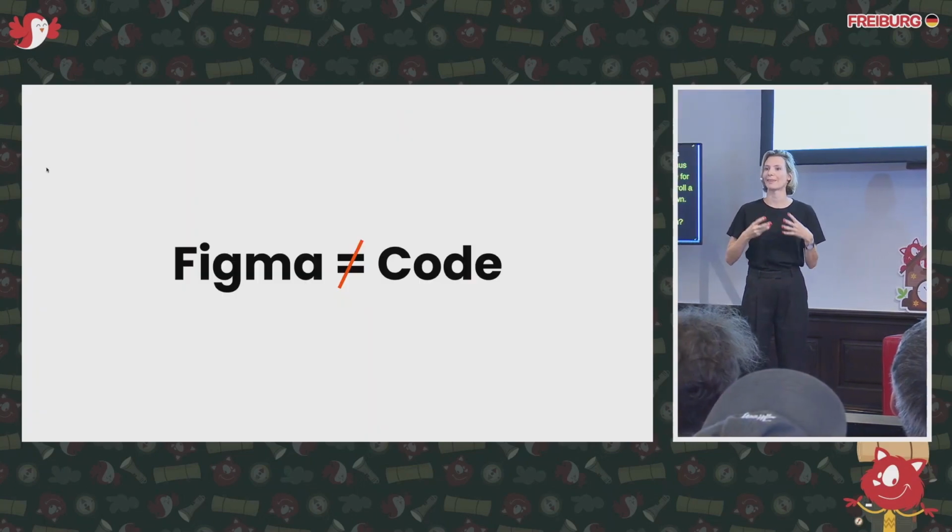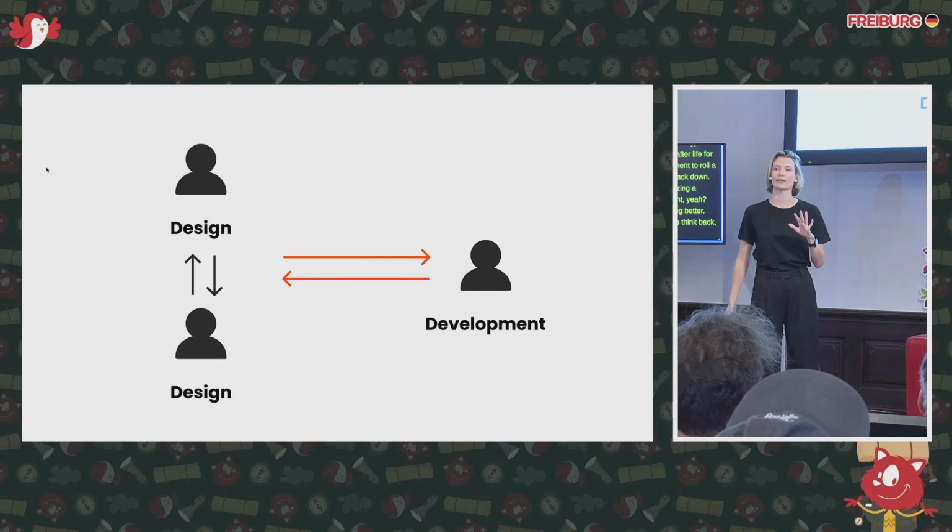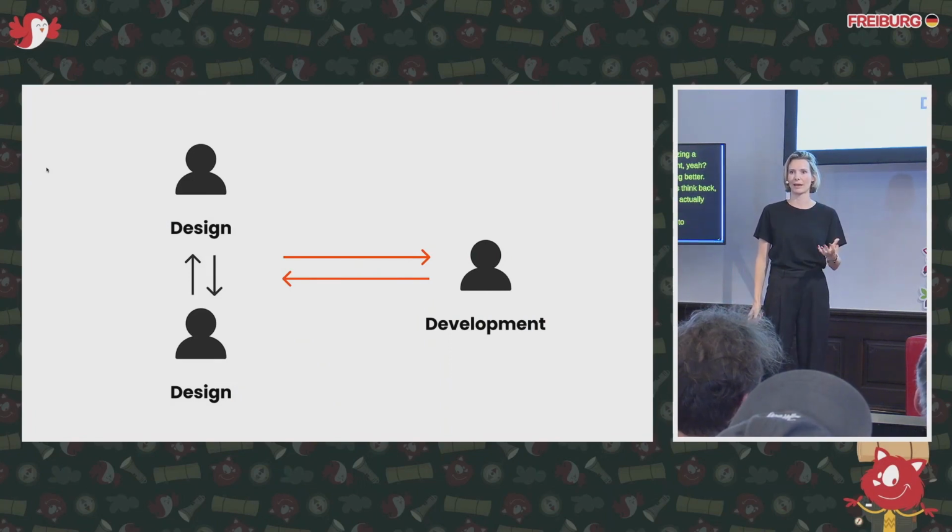Figma is in code, and that is fine. So let's think back. Let's focus on the actual goal. Why are we actually doing this? We're doing this because we want to communicate that we want to use container queries as designers. And we communicate this as well to our other designers in the team that might consume the component. They might not be involved in building it. But we also want to communicate that to development.